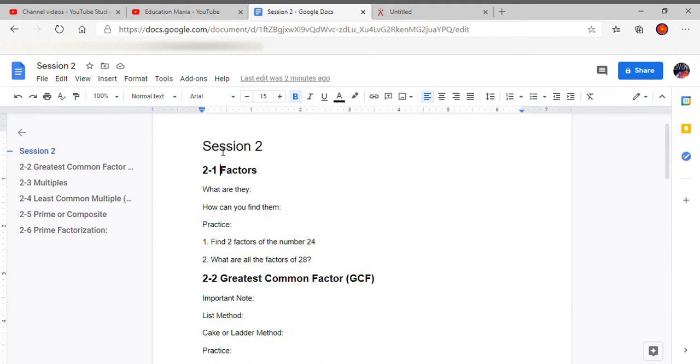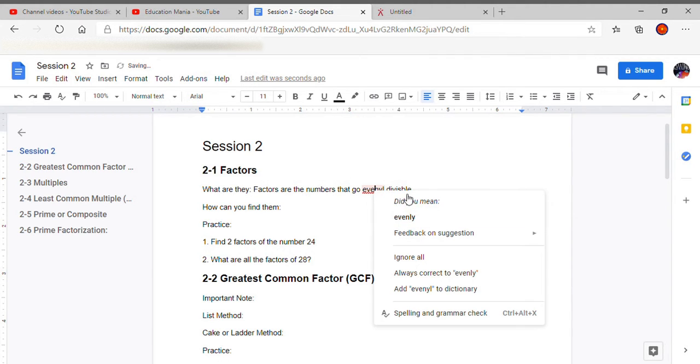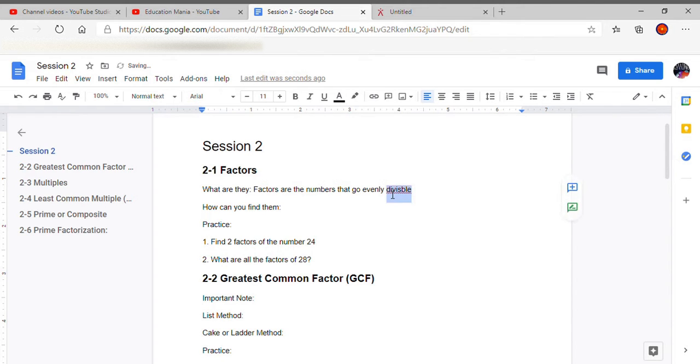So, for session two, for 2-1, we will be going over factors. So let's get started. What are they? Factors are the numbers that go evenly into the given number.